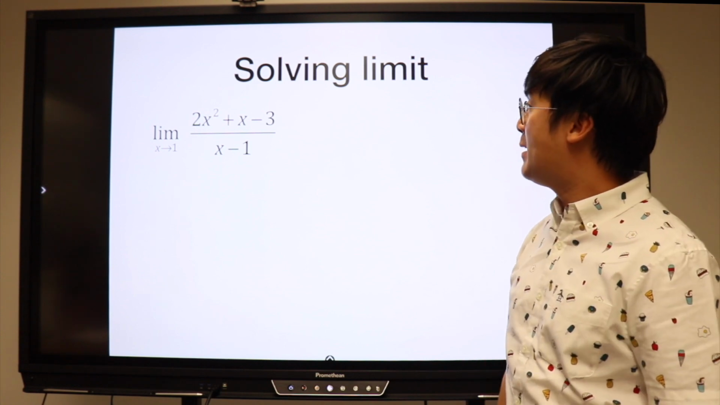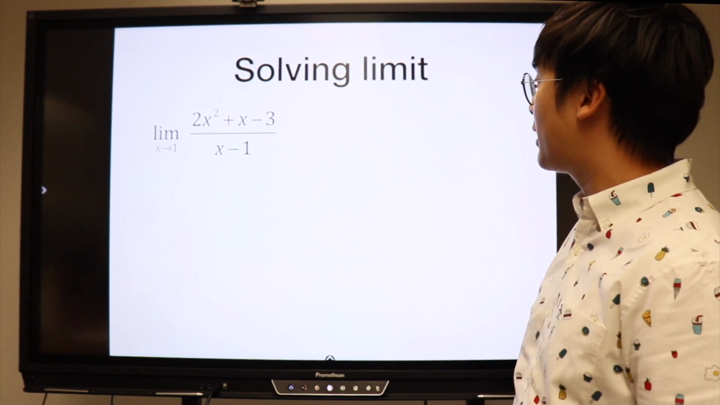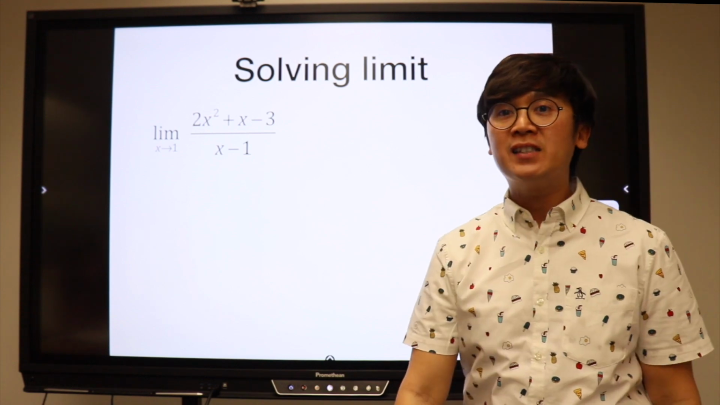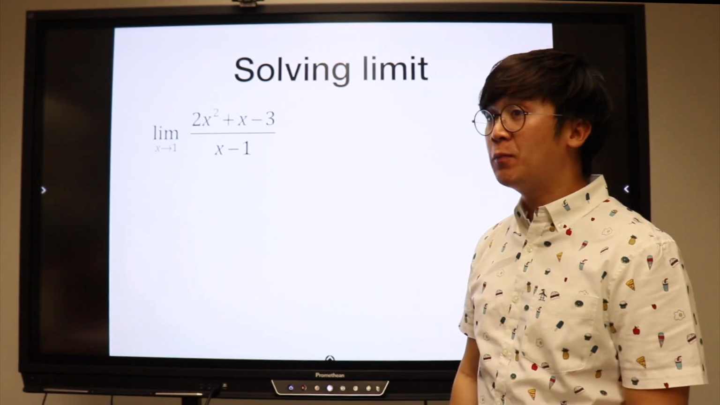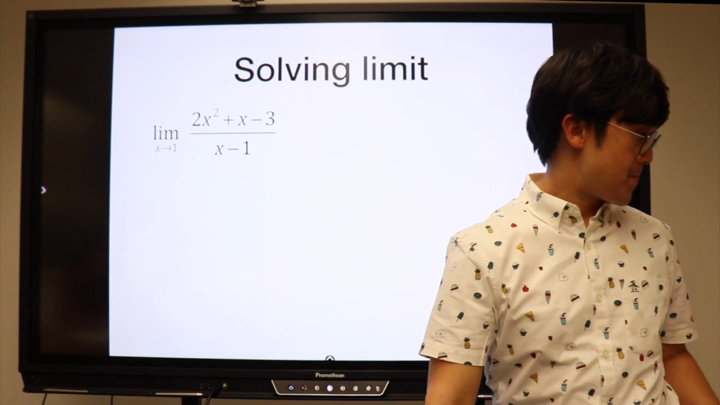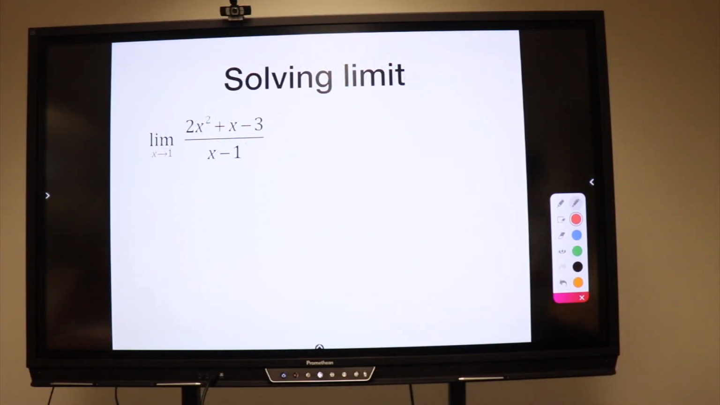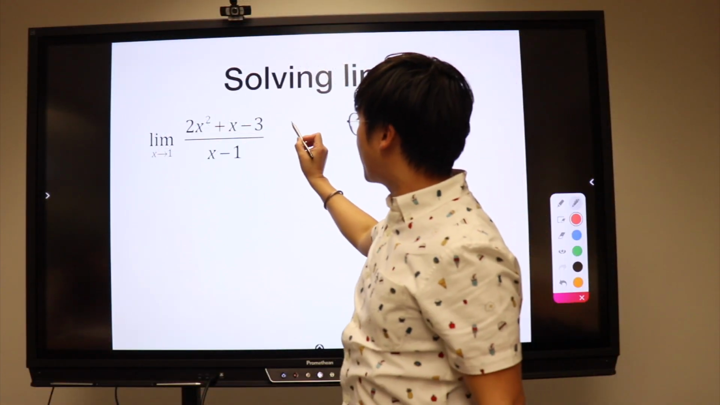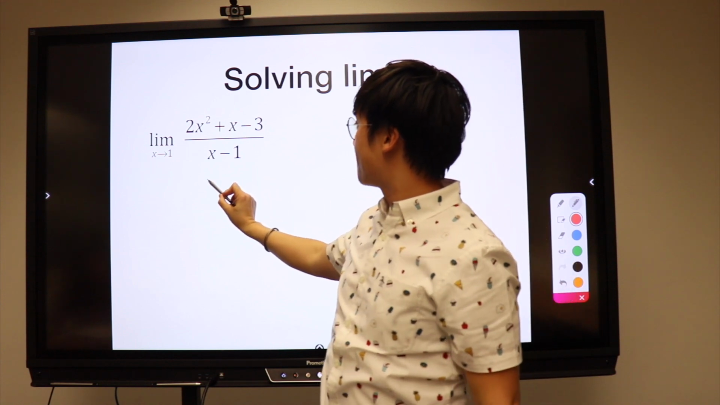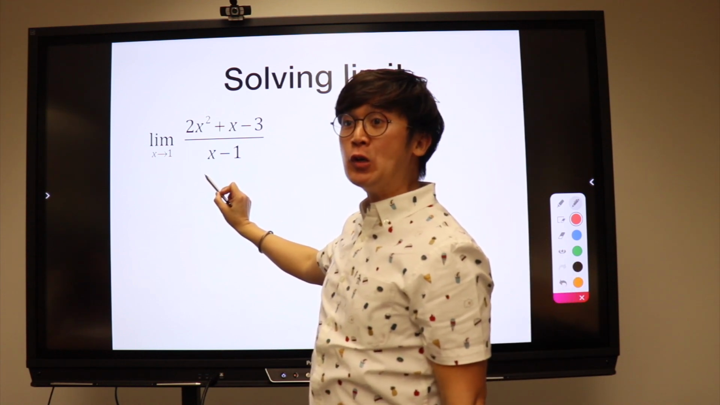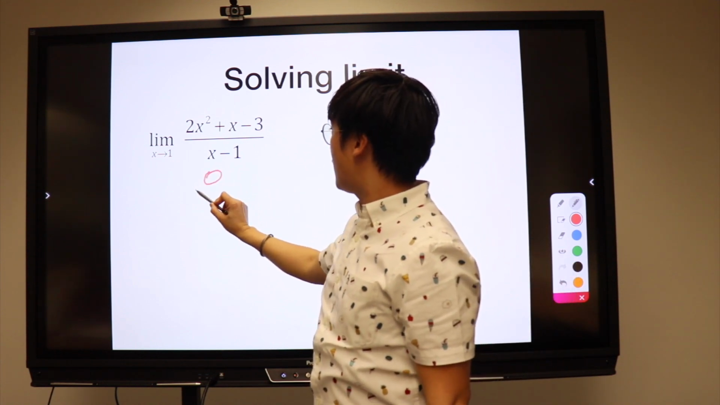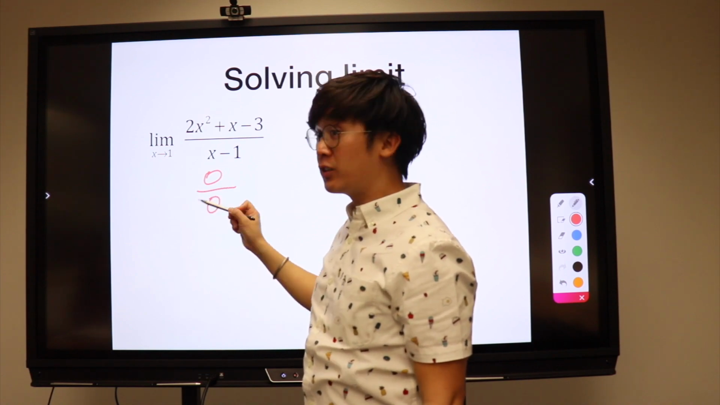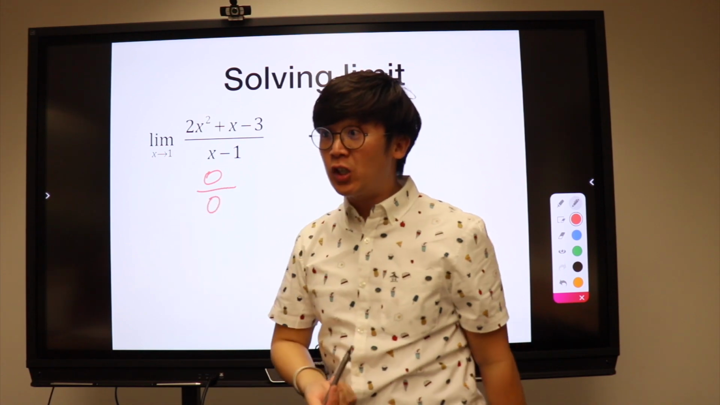If you have the limit of 2x squared plus x minus 3 all over x minus 1 as x approaches 1, can you please solve this limit? Were you able to solve it? What is the numerator when you substitute the value of 1? 0. And the denominator? 0. So it's also 0 over 0. So this is indeterminate, right?